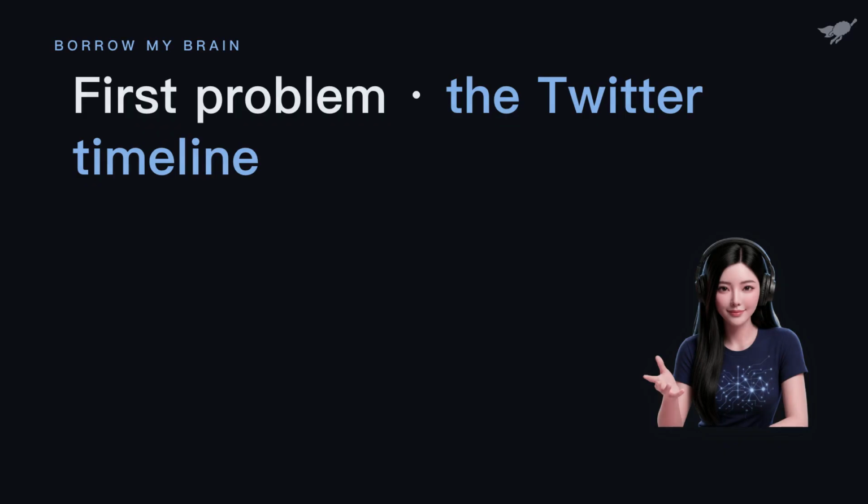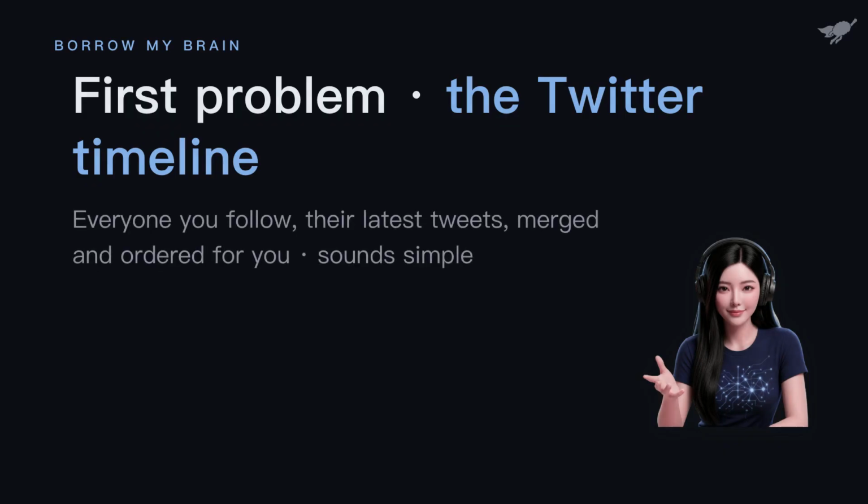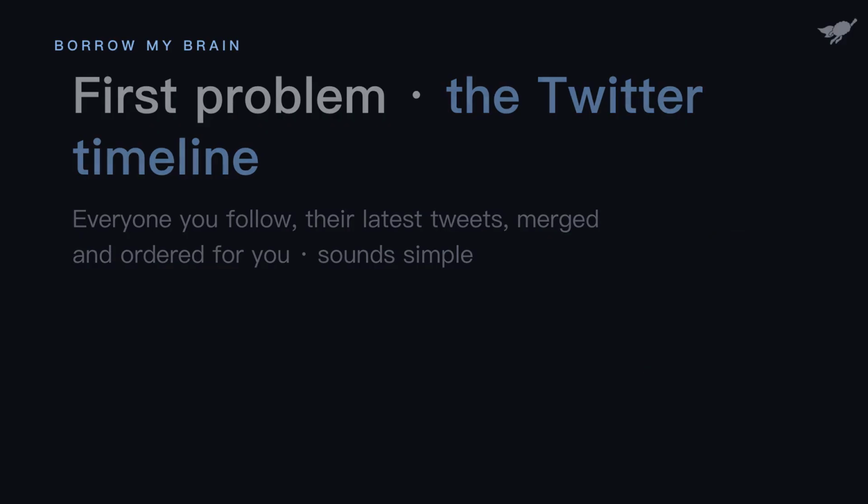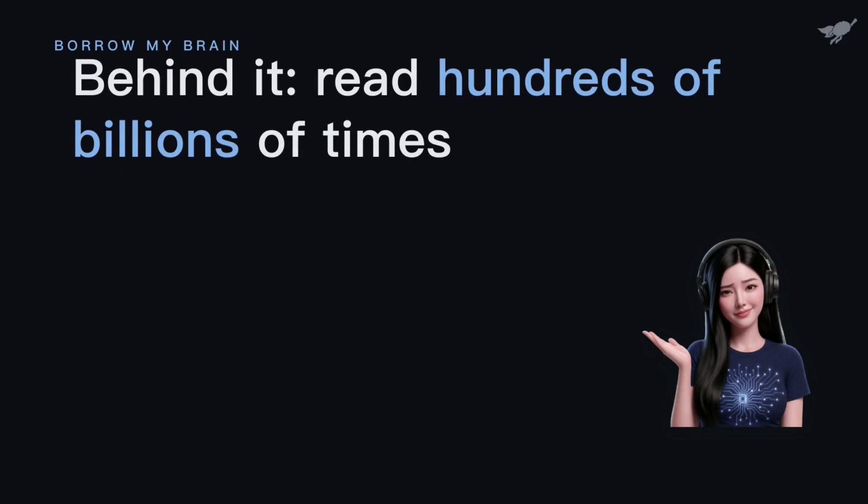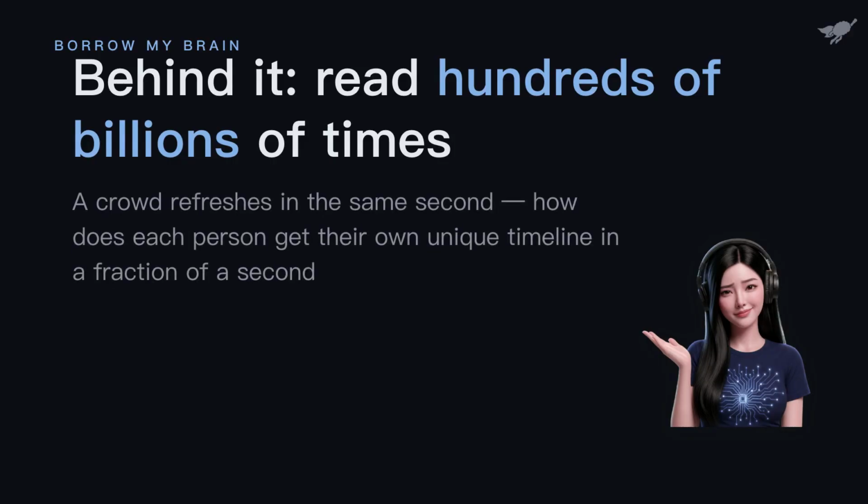First problem, the Twitter timeline. That feed you scroll. The latest tweets from everyone you follow, merged together, handed to you in order. Sounds simple. But behind it is a problem that gets read hundreds of billions of times a day. A wave of people refresh in the same second. How do you get each one their own unique timeline in a fraction of a second?